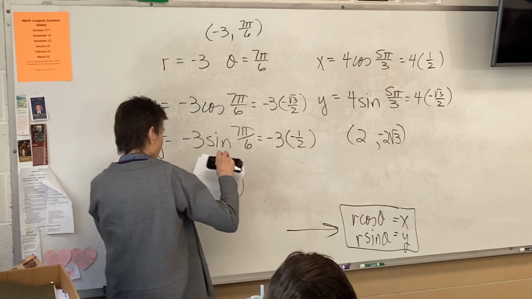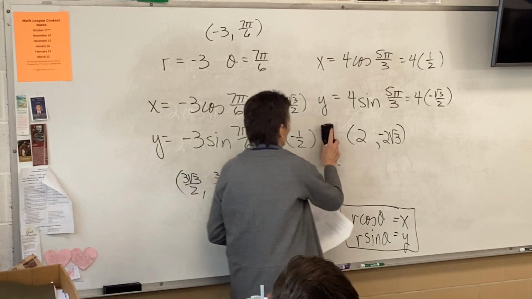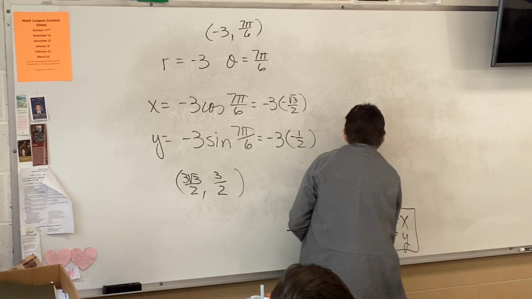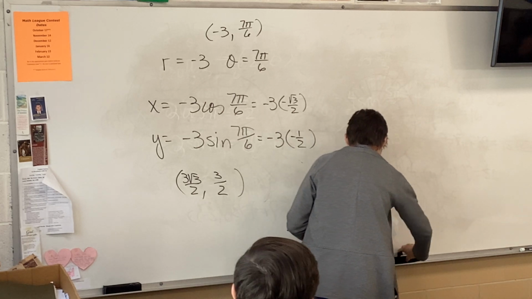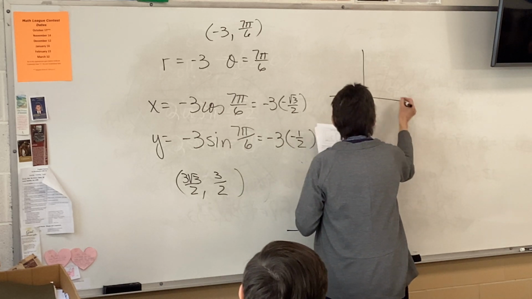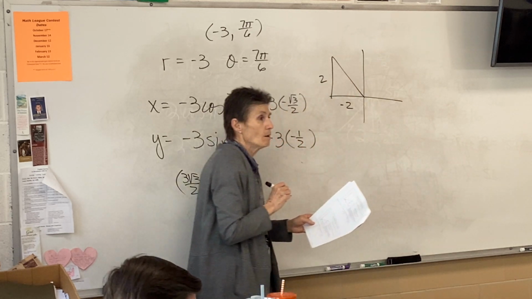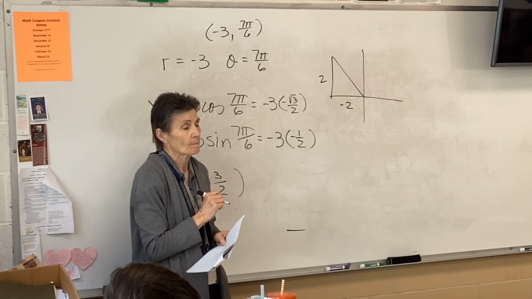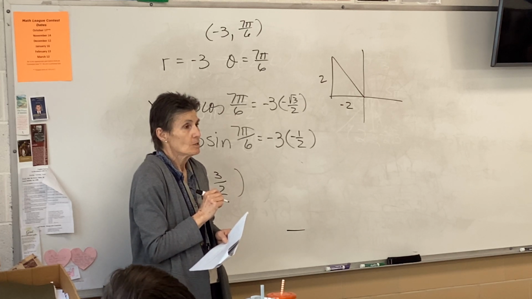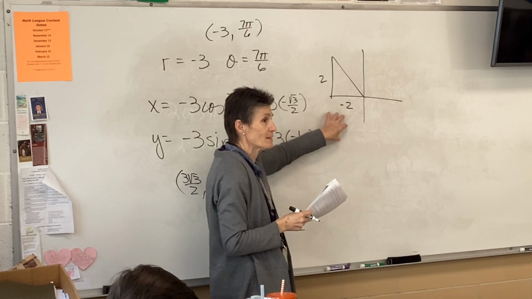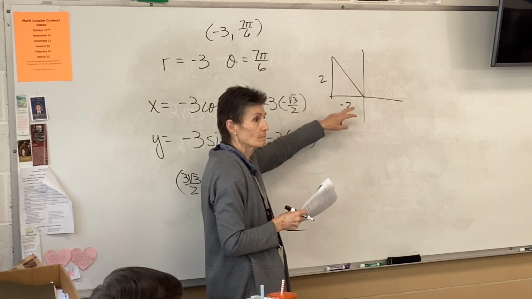All right, now we're going to go the other way. Now we're going to take a rectangular ordered pair, so we're starting with X and Y. And we're gonna change them into a polar ordered pair. So I plotted (-2, 2). Does my picture make sense to you? Left, up.